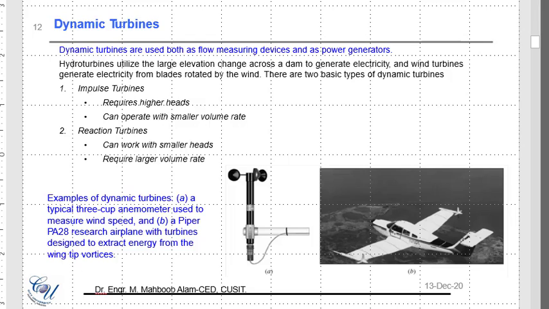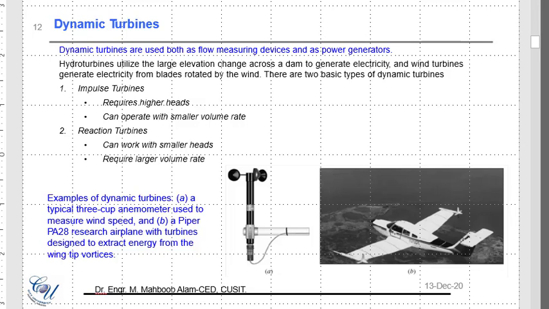Dynamic turbines, as I said earlier, can be used for flow measurement, but they are not generally used for flow measurement. They are used for power generation. They use the larger elevation change, and they use that energy to convert it into hydroelectricity.